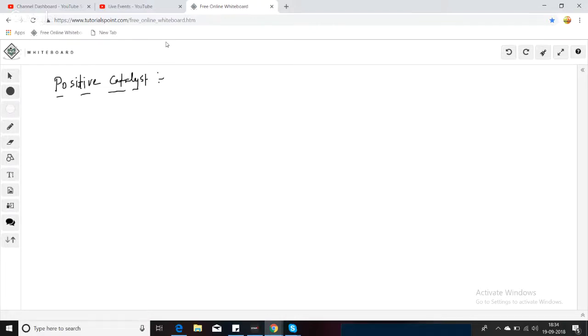Next, write down the negative catalyst. It decreases the reaction rate by increasing the activation energy of the reaction. This is for negative catalyst. If nothing is mentioned in the question paper, only catalyst is mentioned, then we'll understand positive catalyst only. Decrease the rate of reaction by increasing the activation energy.